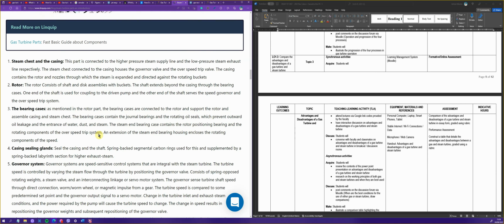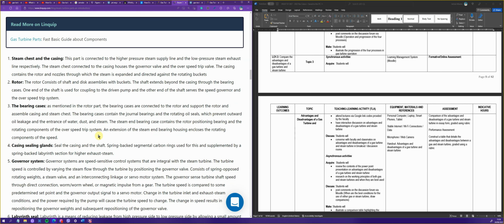Casing sealing glands, kasi nga pinapasok siya ng steam para hindi tumakas yung steam at mawala yung power, kailangan selyado. Yan yung casing sealing glands mo. Yung governor system, it tells your turbine how to go fast or how to go slow. Dito mo siya pwedeng palitan ng speed setting.